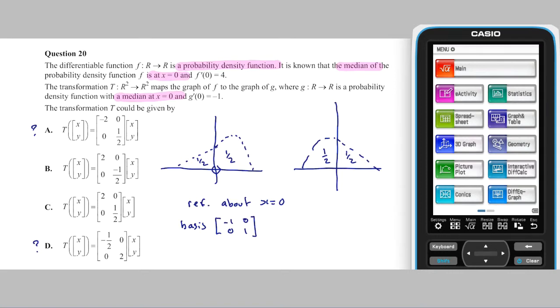Looking further at the question, we see that f dash of 0 equals 4, which after transformation becomes g dash of 0 equals minus 1. A transformation that would have this result would be to shrink in y and stretch in x, and therefore our answer will be A, as the transformation in D will do the opposite.